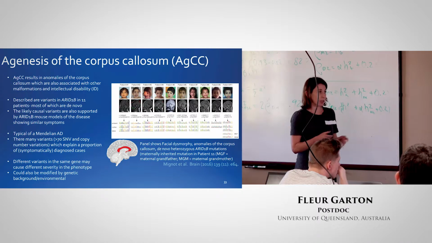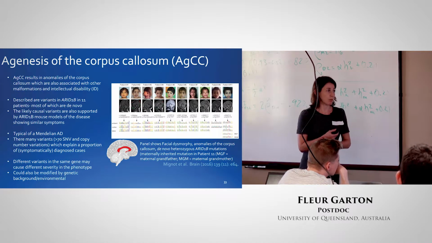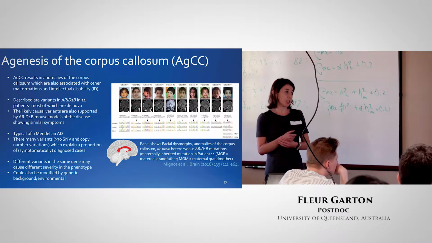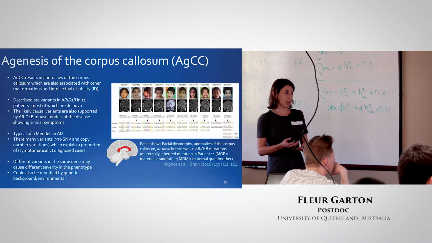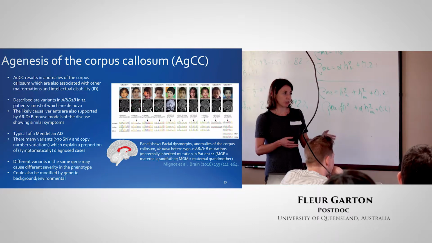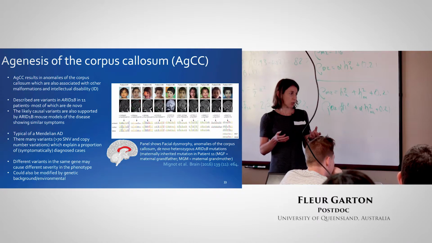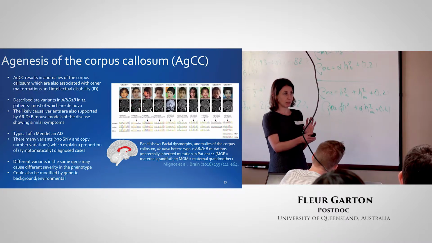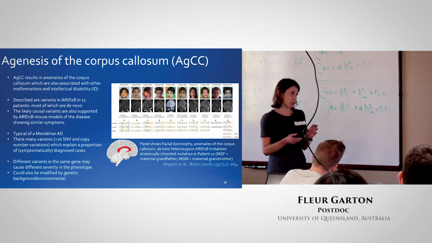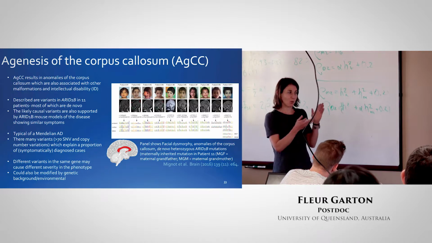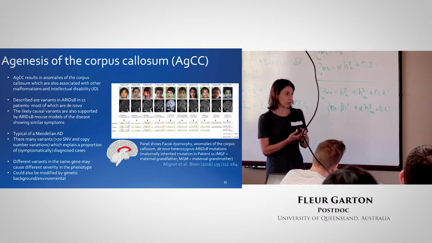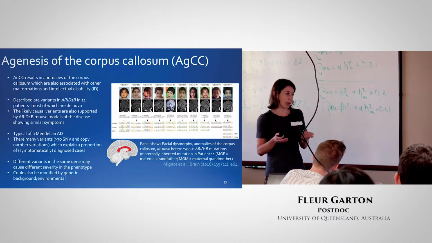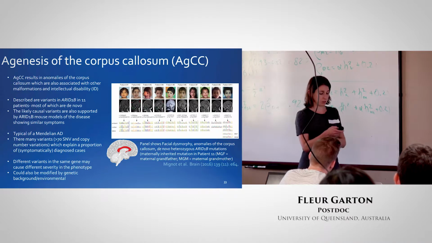So they described many variants, over 70 single nucleotide variants and copy number variations, which explain a proportion of diagnosed cases. Different variants in the same gene can cause different severity in the phenotype, but there is a commonality across the patients, and there is significant evidence in support of this, I think. And obviously with Mendelian conditions, it can also be modified by genetic background or environmental effects as well.